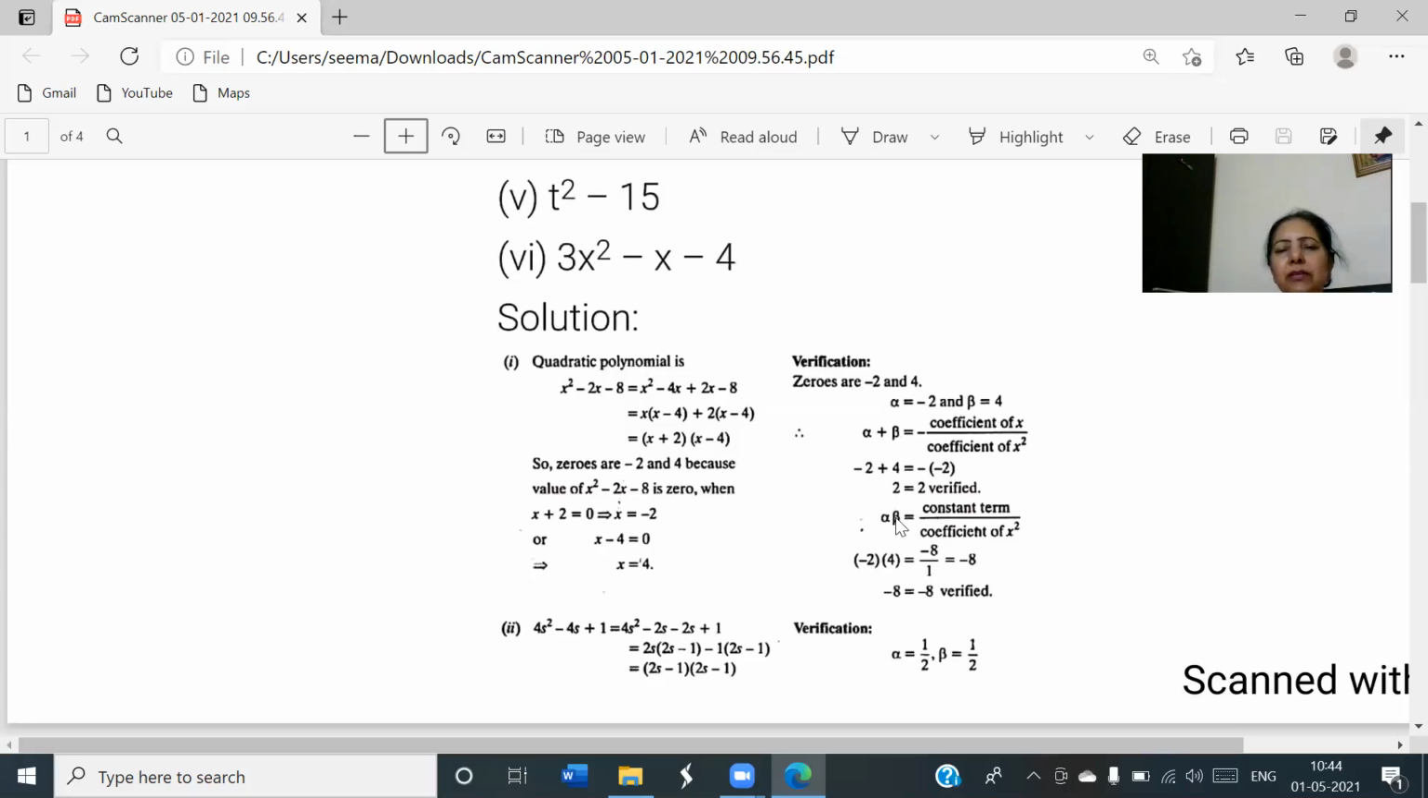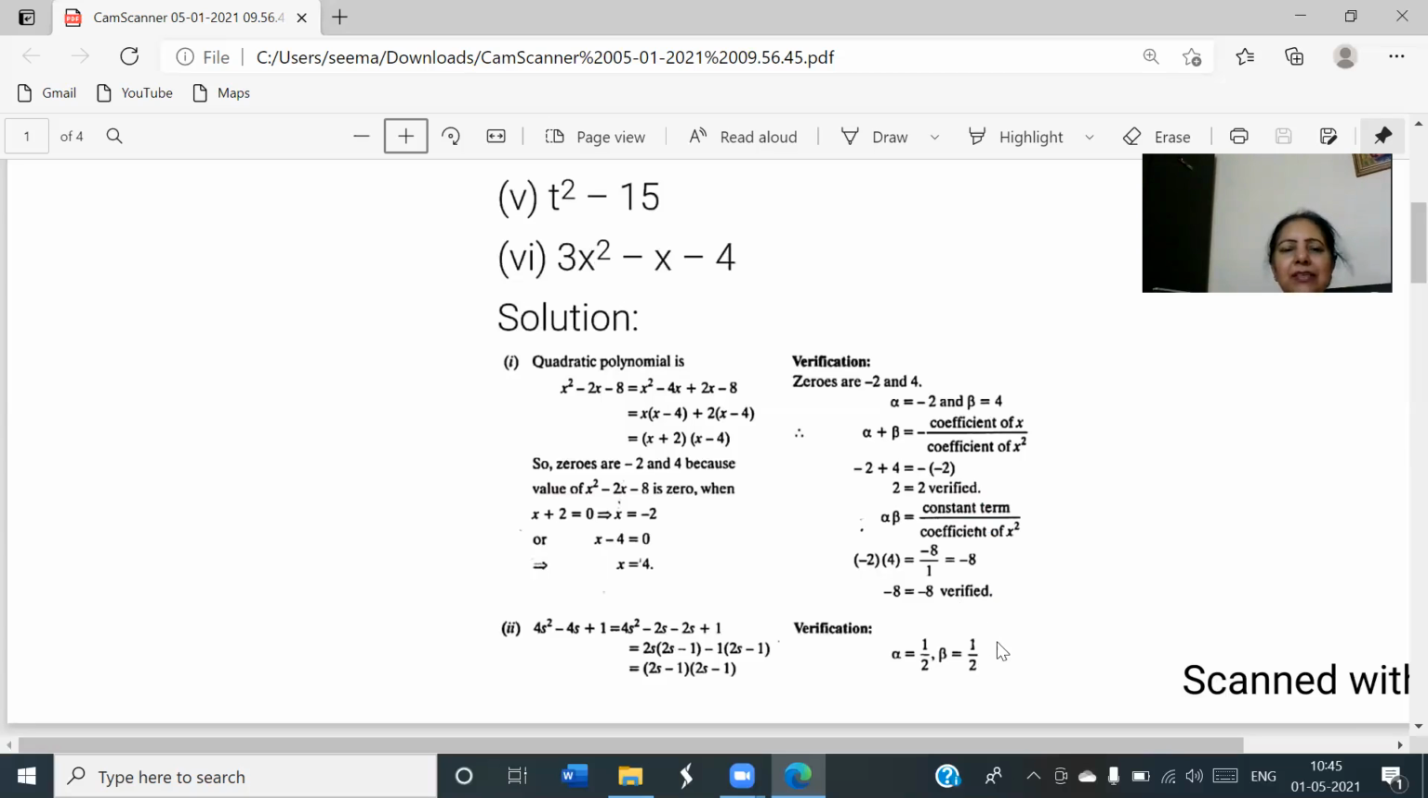What is second relation? Product of zeros, that is alpha into beta, equal to constant term divided by coefficient of x square. Alpha is minus 2, beta is 4, constant term is minus 8, and coefficient of x square is 1. After substituting the values, we are getting minus 8 equal to minus 8, means LHS equal to RHS. Hence it is verified. These two relations are verified. This is called the relationship between zeros and coefficients of polynomial.